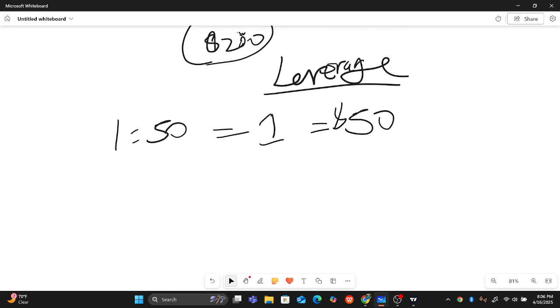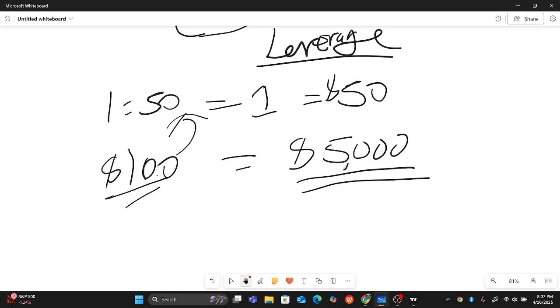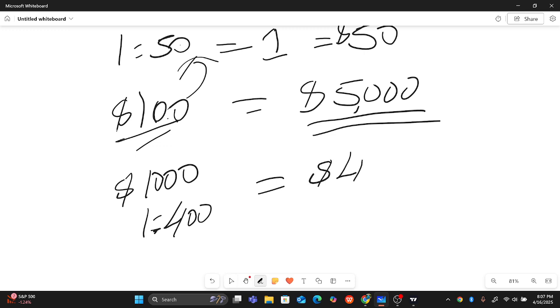Let's say you deposit $100 and you have selected a leverage of 1 to 50. That means it's 50 times, so you'll be controlling a $5,000 account. Do you hear me? If you deposit $100 and you select a leverage of 1 to 400, do you know how much you'll be controlling in this market? You'll be controlling $400,000. So it means that you are controlling a lot of money. And you see, that does not mean that this is your money.